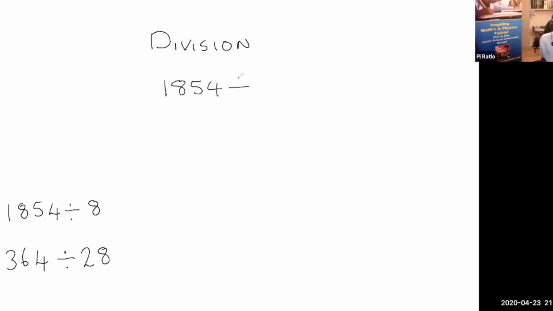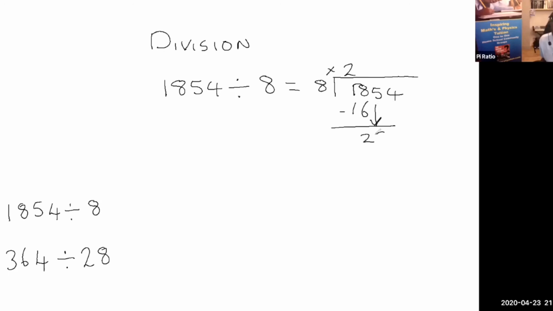So we have 1854 divided by 8. Again, it's really all about following the process. You've got the 8 on the outside. You put your bus stop and you put all your numbers underneath. How many times is 8 going into 1? It doesn't go, so you just join it with the 8. 8 into 18 goes 2. 2 times 8 gives you 16. Minus, you draw the line. You're left with 2. You bring down the 5.